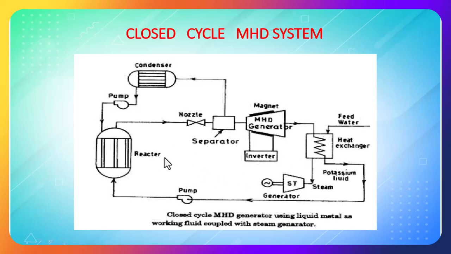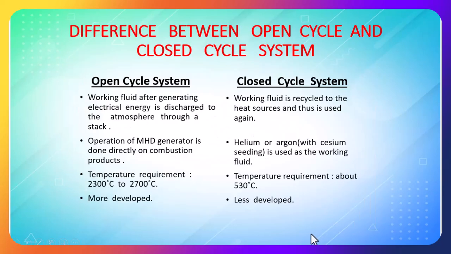In the previous case, just the gas which is coming out is used, but now the gas heat is transferred to the potassium liquid, and the potassium gets heated up and is brought here. This potassium will again get heat from the reactor, and it is not allowed to leave. It is circulating inside this process. That is why we call it a closed loop. Now we will see the comparison.